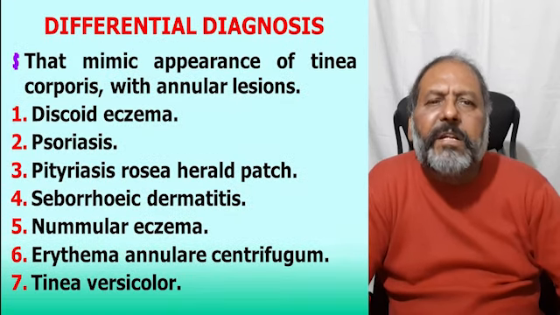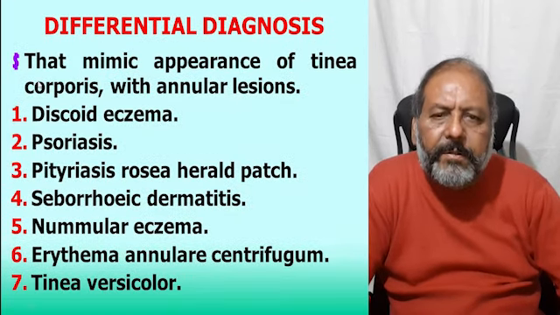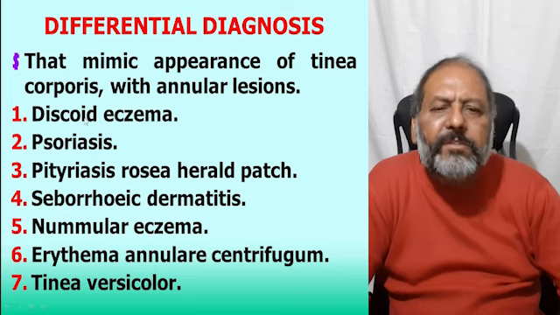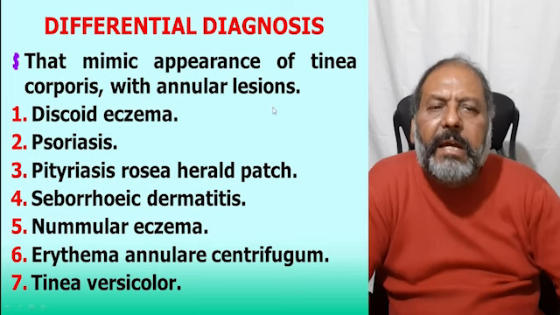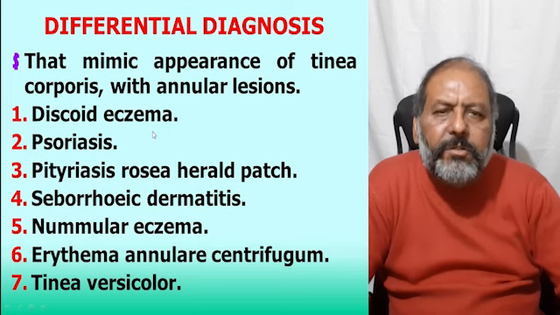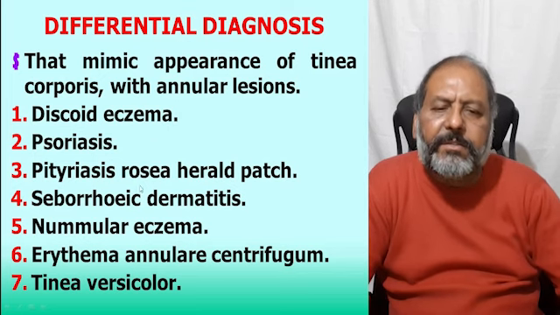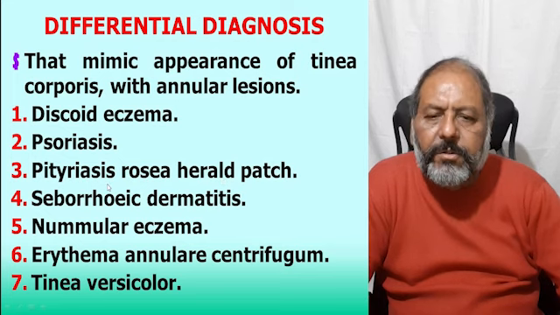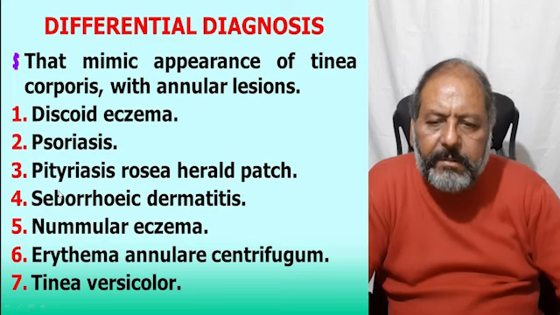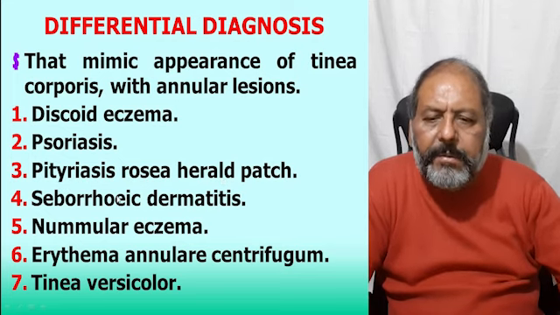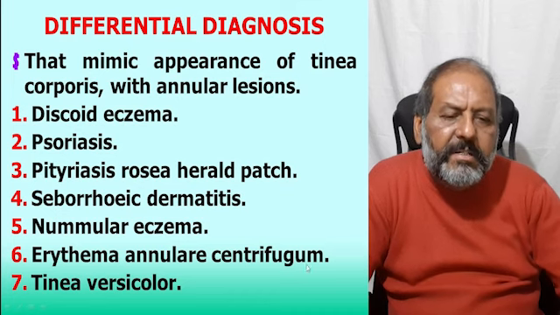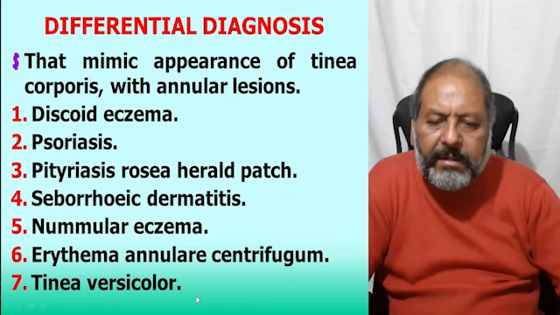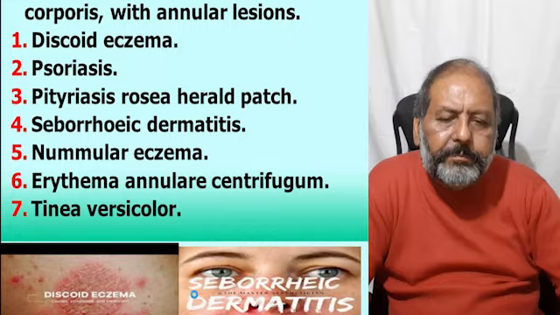Now, the differential diagnosis of diseases that mimic the appearance of Tinea corporis with annular lesions: these are discoid eczema, psoriasis, pityriasis rosea, herald patch, seborrheic dermatitis, nummular eczema, erythema annulare centrifugum, and tinea versicolor.